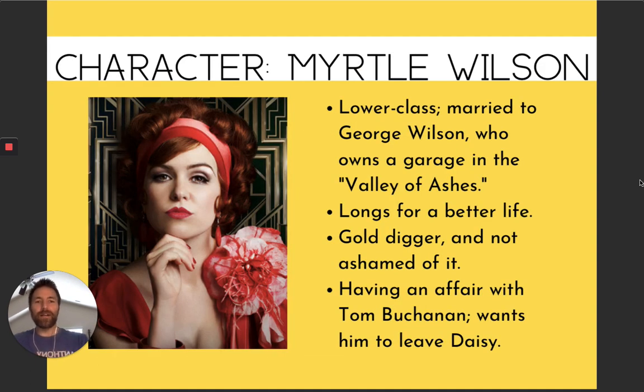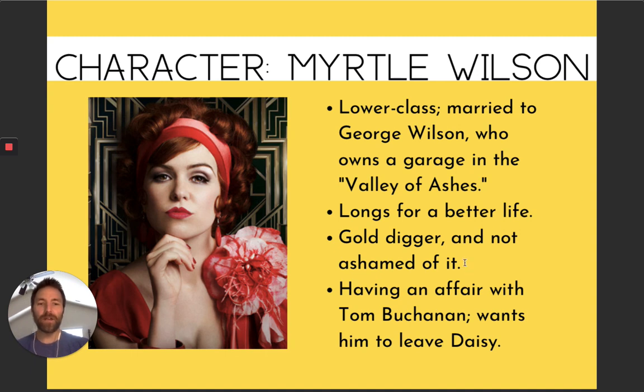Myrtle Wilson is the next character. She's lower class. She is married to George Wilson, who owns a garage in the Valley of Ashes, which is an area between New York City and East Egg. So Tom goes into the city and stops midway through and picks up Myrtle, who is his mistress, right? She longs for a better life.